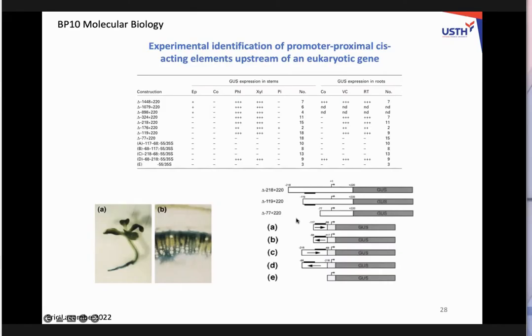Then let's have a look at what happens if we introduce constructs A and B, -119 till -77, in both orientations, in front of the minimal TATA box. A and B are those two lines here, and look what's happening. So no expression at all. So what would have been your conclusion if you had only construct B, and obviously the control construct E, what would have been your interpretation?